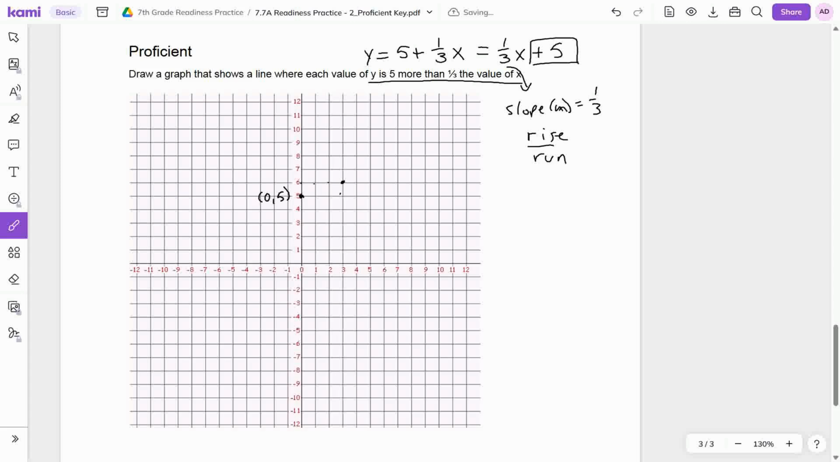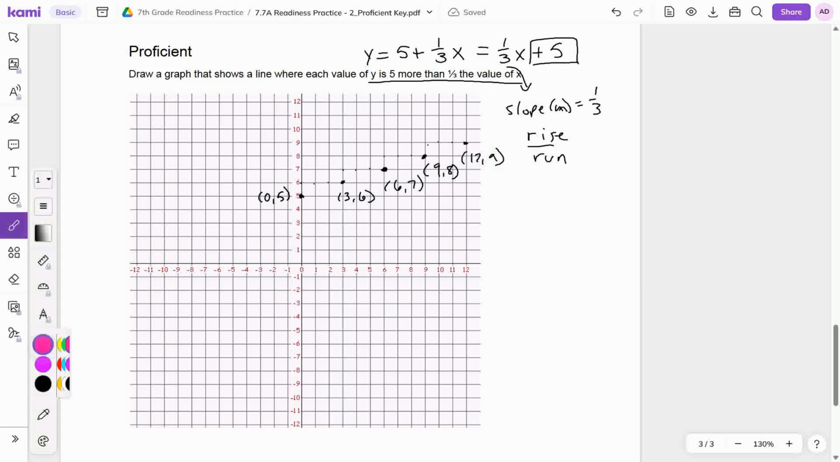Okay, so that's going to be 3, 6. Goes up 1, and then over 3. 1, 2, 3. And that's going to be, what is that? That is 6, 7. Up 1 over 1, 2, 3. We are now at 9, 8. Up 1 over 1, 2, 3. And that's the last one we can get on this graph. That is 12, 8. No, that's 12, 9.